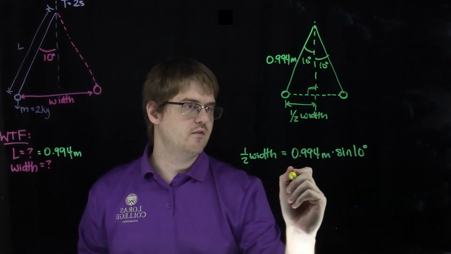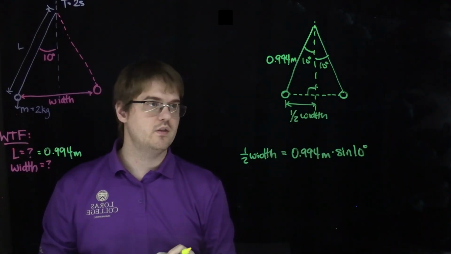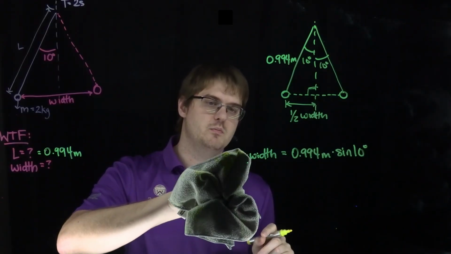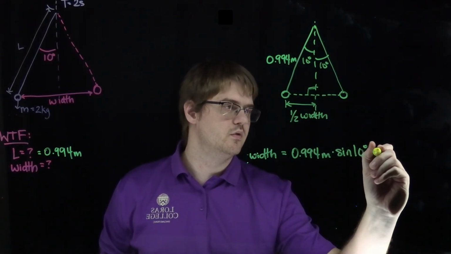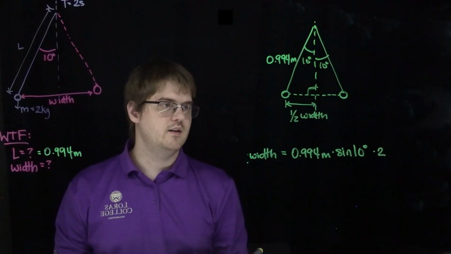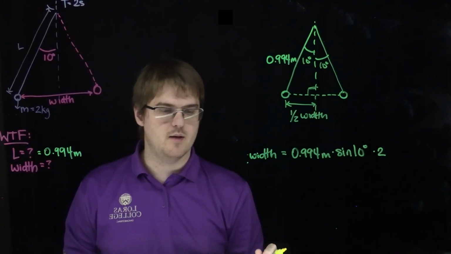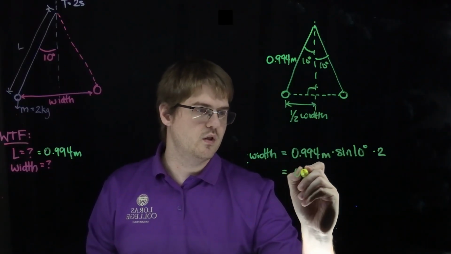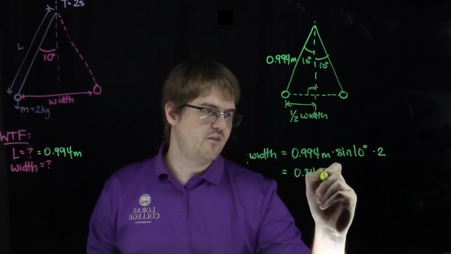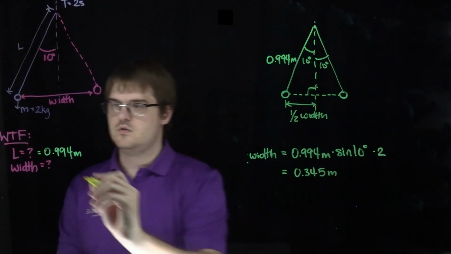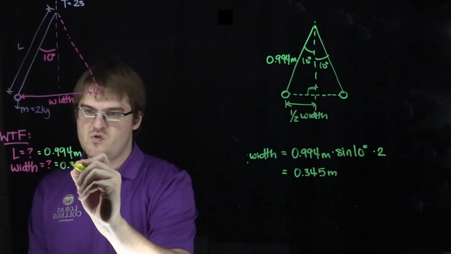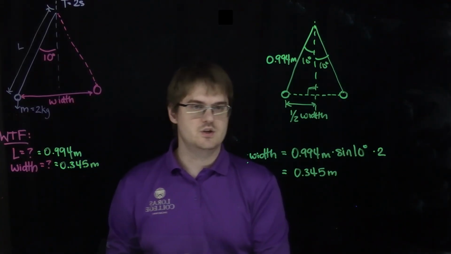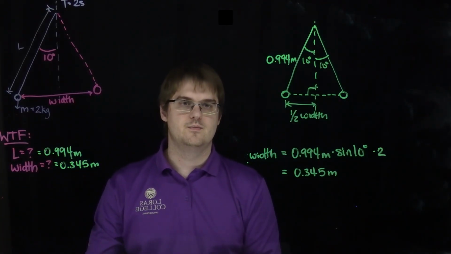And in order to get my whole width, I'm going to have to use this side as well. So I'm going to have to just multiply both sides by 2. So I've got 0.994 times sine of 10 times 2, which is going to give me a total width of 0.345 meters. And that is the first section of our calculation.